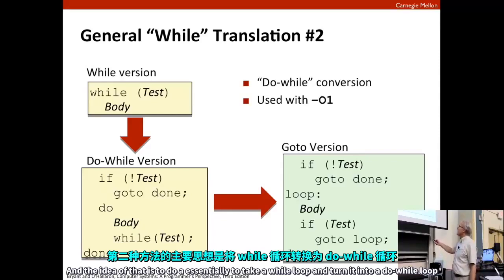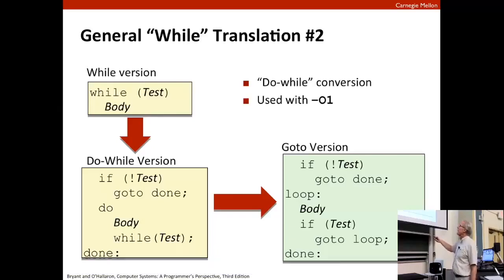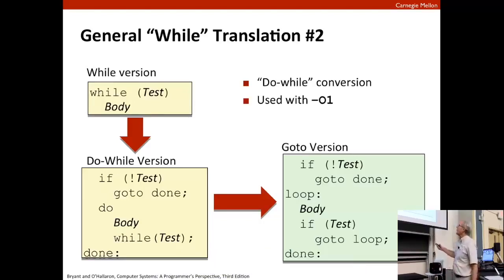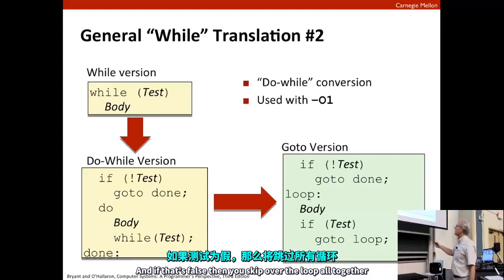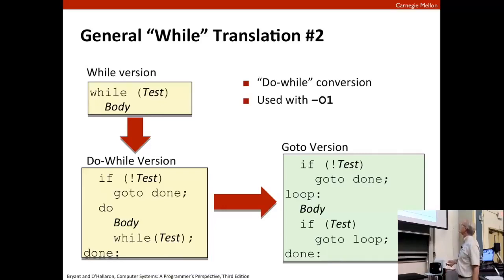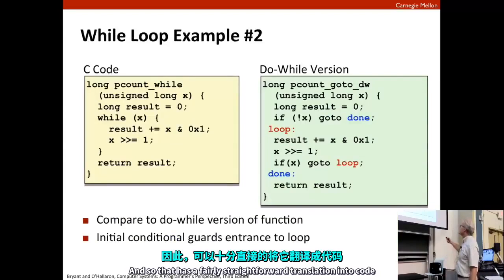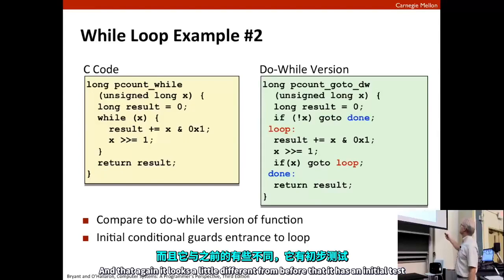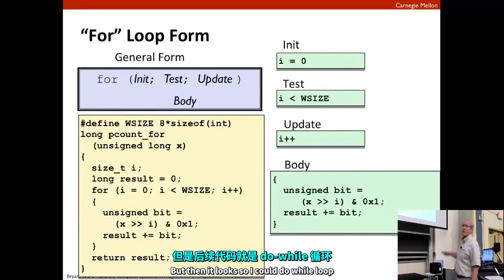And the idea of that is essentially to take a while loop and turn it into a do while loop, but introducing a conditional beforehand that would essentially guard your entrance to the loop. So you do an initial test, and if that's false, then you skip over the loop altogether. Otherwise, it's performed like a do while loop. And so that has a fairly straightforward translation into code. Again, it looks a little different from before, in that it has an initial test, but then it looks like a do while loop.